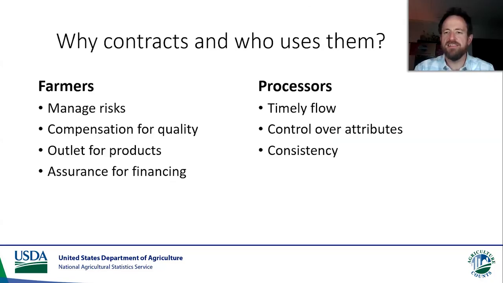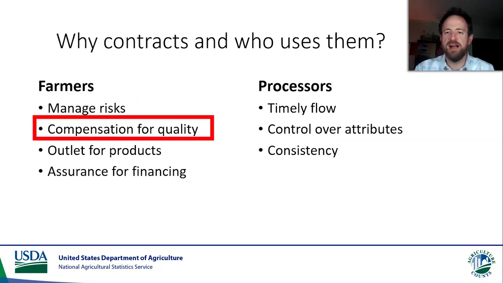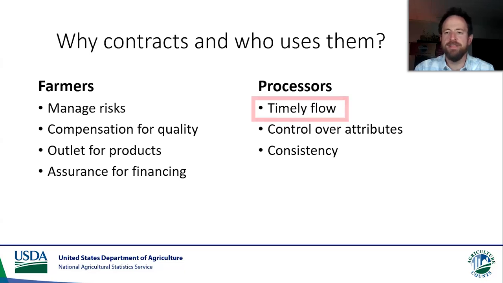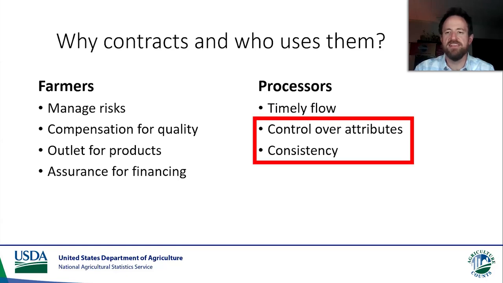So why use contracts anyways? Well, farmers use contracts to manage income risks, obtain compensation for higher product quality, create specific outlets for products, and provide assurance that they can make payments on their debts. Alternatively, processors use contracts to maintain timely flows of products and greater control over the characteristics and consistency of the products they acquire.